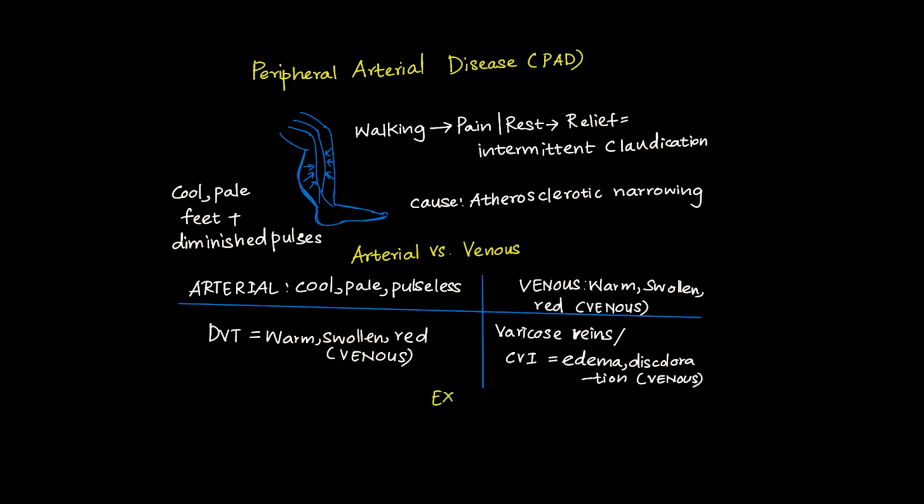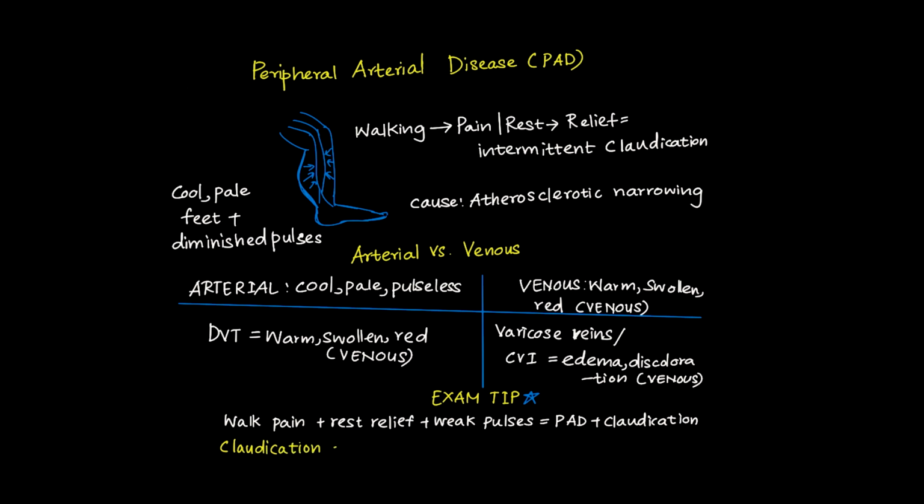Here's a WGU D443 OA exam tip for you. Pain with walking plus rest relief plus diminished pulses equals PAD with claudication. The keyword claudication literally means limping. Quick recall hook: claudication equals cramping that clamps down when you walk.